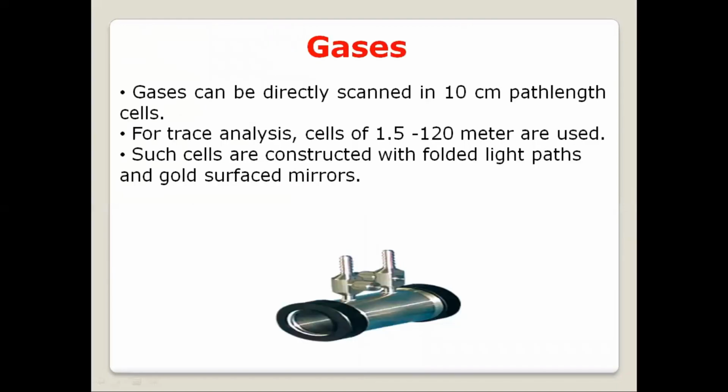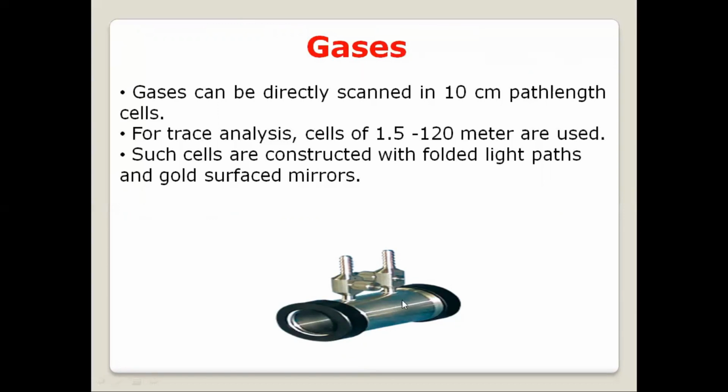In case of gases, gases can be directly scanned in 10 centimeter path length cells. Here you can see the sample cell for gases. These windows are made up of salt plates which are IR transparent, and you have to fill this cylinder with the gaseous sample. When the IR radiation passes through this cylinder through the IR transparent material, the radiation transmitted through the sample is passed towards the detector. So the sample cell for gases will look like this.